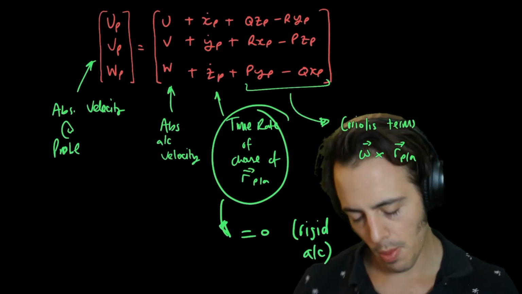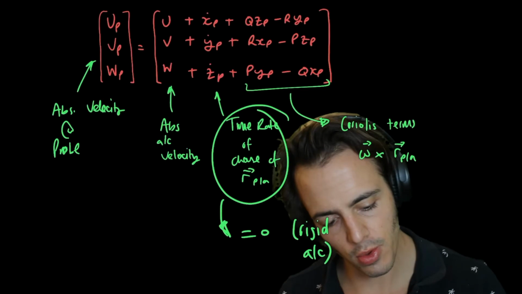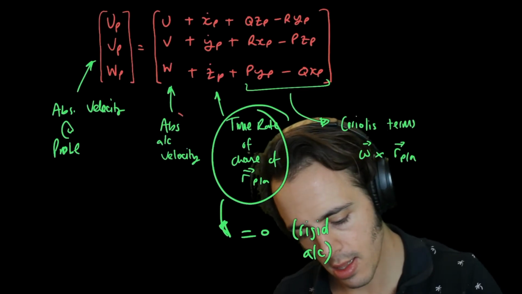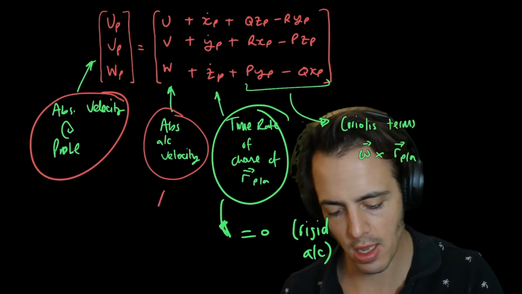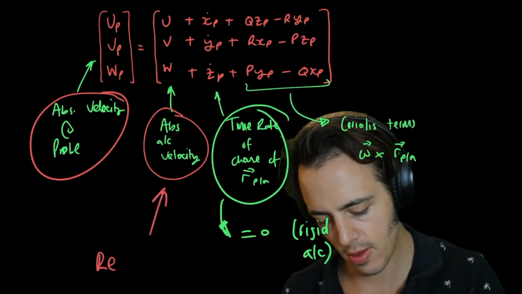And let's think about what we're actually trying to do. We want to get this as a function of this. So we need to rearrange for this.